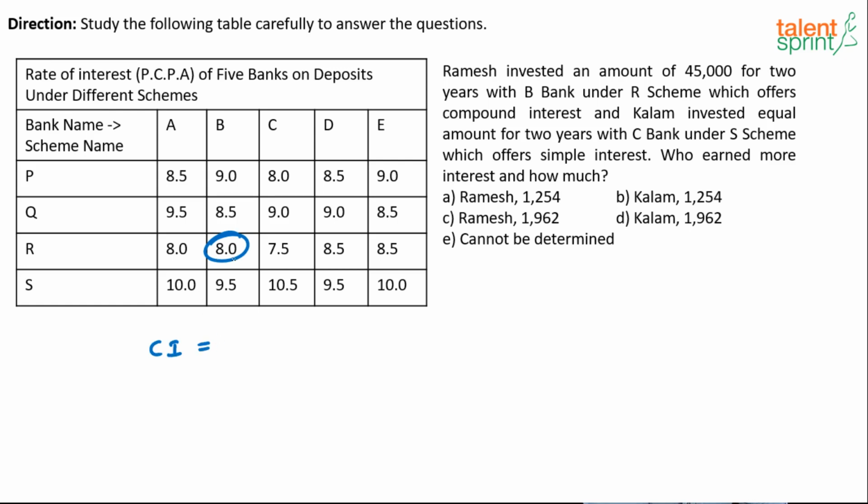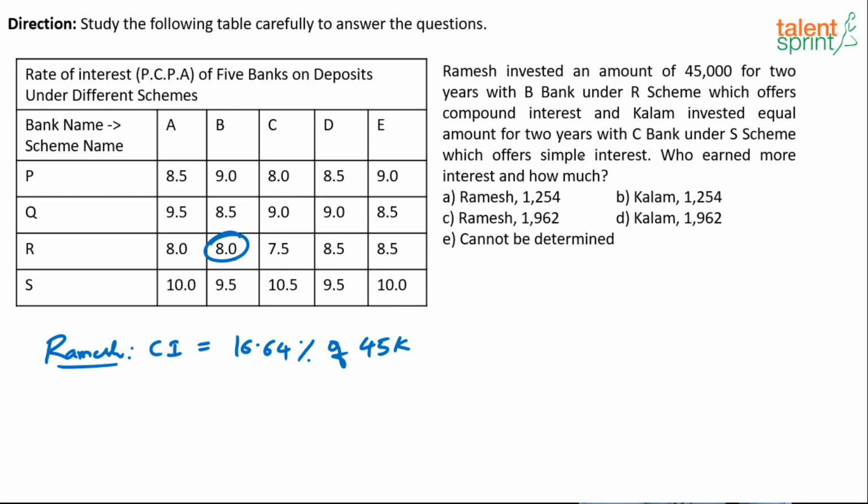8% means 8 plus 8 plus 8 into 8 by 100. So 16 plus 0.64, 16.64. So basically Ramesh got 16.64. This is Ramesh's calculation, right? 16.64 of what? Of that 45,000 that he invested.